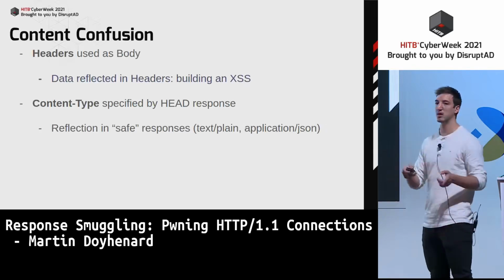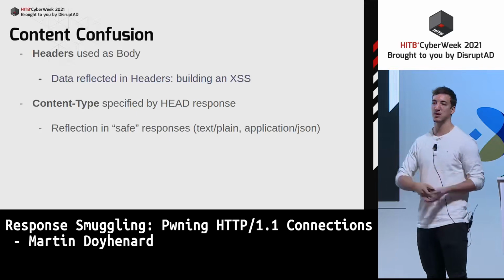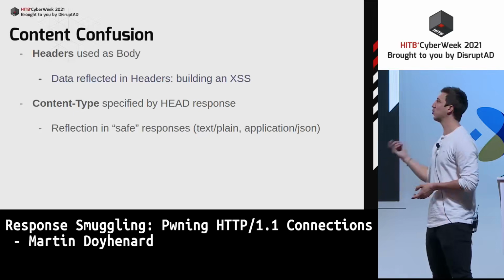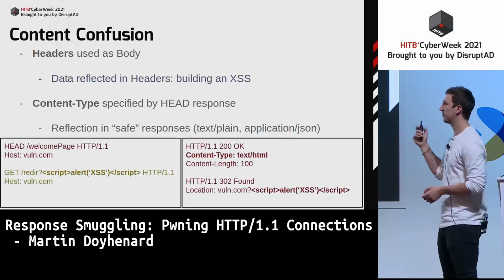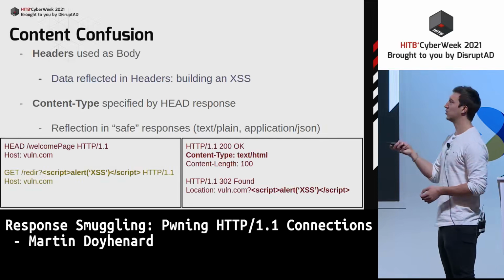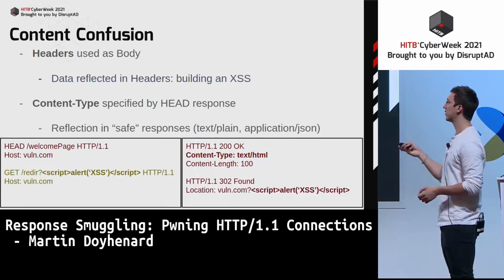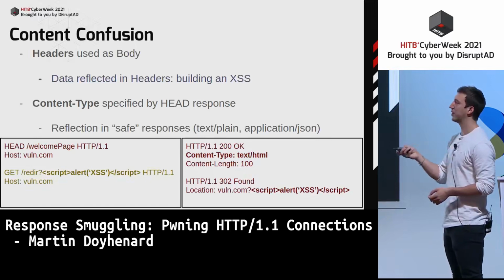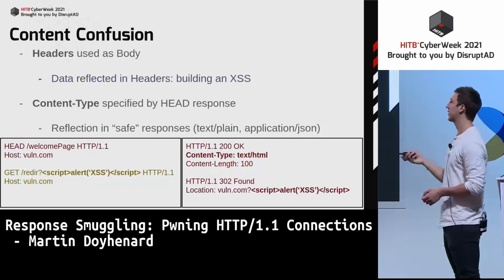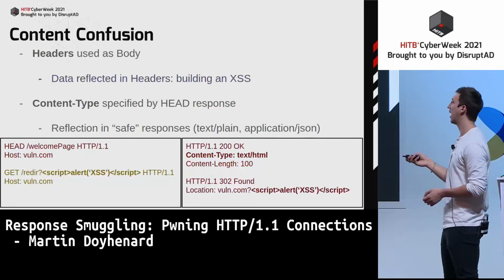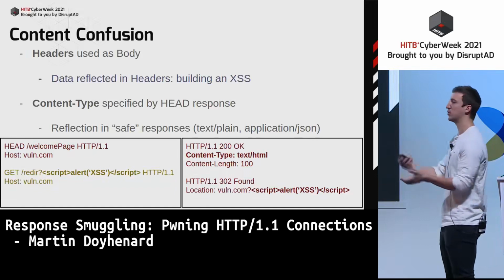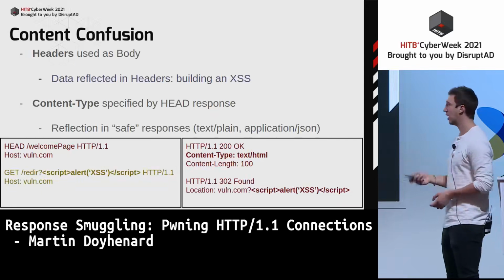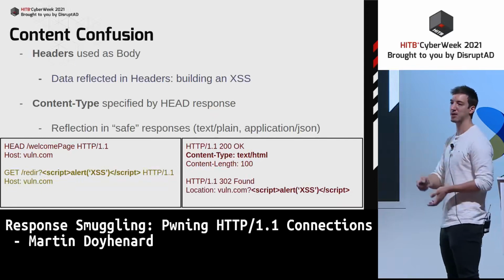And also we can use headers as body. So if we have a reflection in the headers, such as an XSS, which wouldn't be a vulnerability in another case, then in this case, we are able to use it as a script. So again, if we are able to use a HEAD request that generates a content type text/HTML and a content length of 100, and then we generate another response that uses, for example, in the location, a reflection which is a script, which is JavaScript, this will be used as actual JavaScript instead of headers. And we will be able to exploit the victim's browser using this attack.